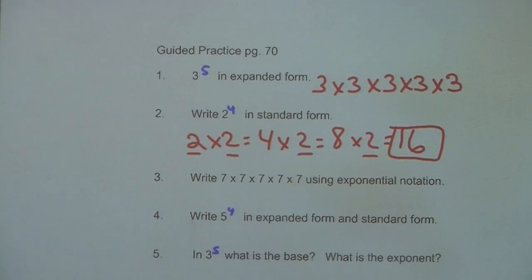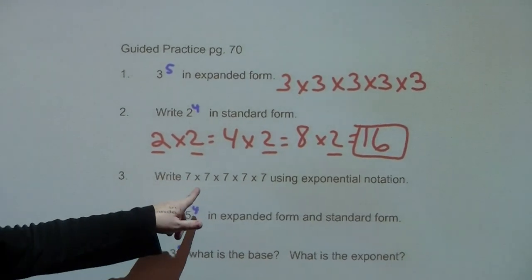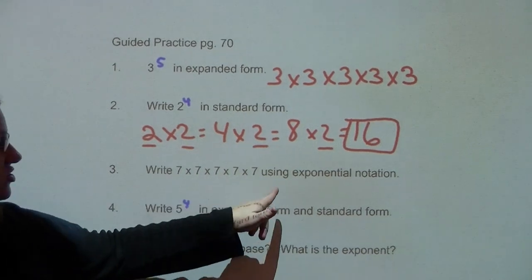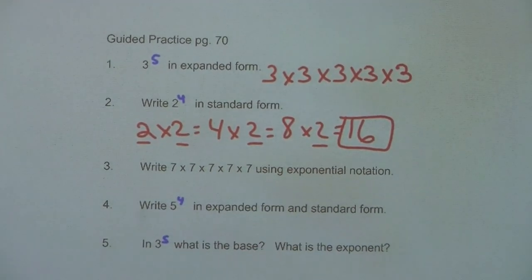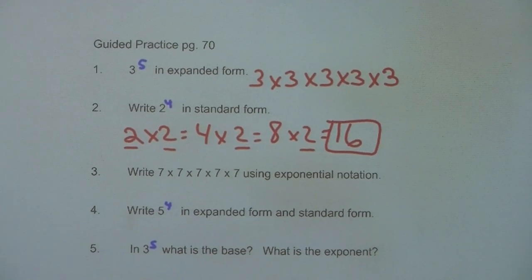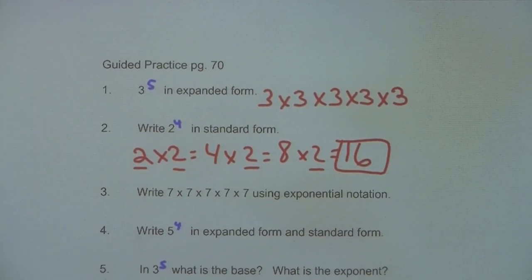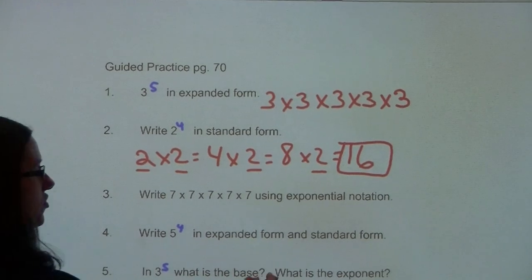Number 3 says to take and write 7 times 7 times 7 times 7 times 7 using exponential notation. So what do we have to find first? We have to find the base. Which number is the base? The base tells me the number we are what? Multiplying. Good. So the base here becomes what?